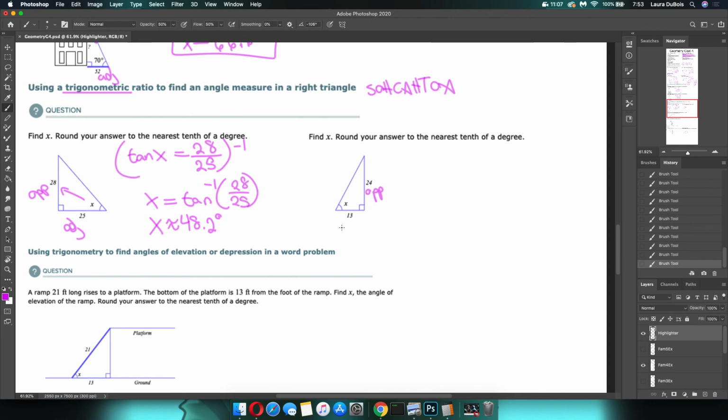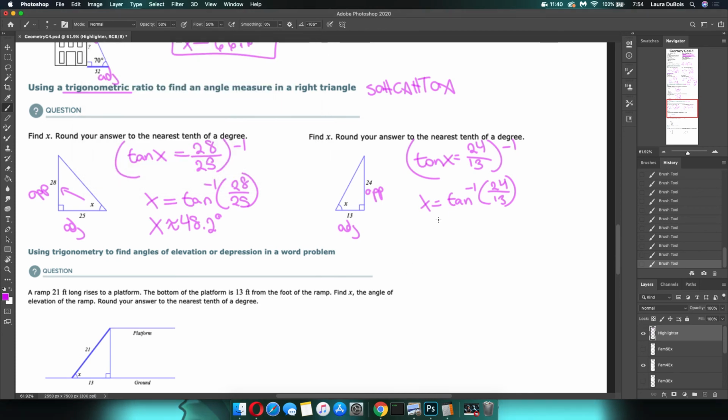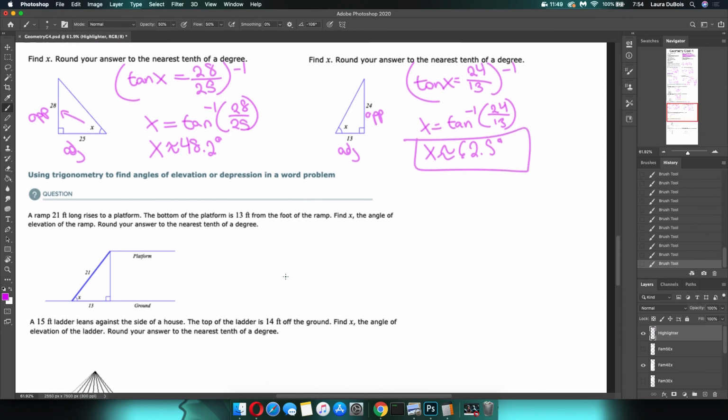Okay, let's see here. 24 is an opposite, 13 is an adjacent. Wow, what is with tangent following me for this video? So for tangent x, that is opposite over adjacent, so we're going to invert this. X equals inverse tangent of 24 over 13, which is 62.5 degrees. X is approximately 62.5 degrees. Okay, this doesn't look so bad. I'm feeling comfortable with this.